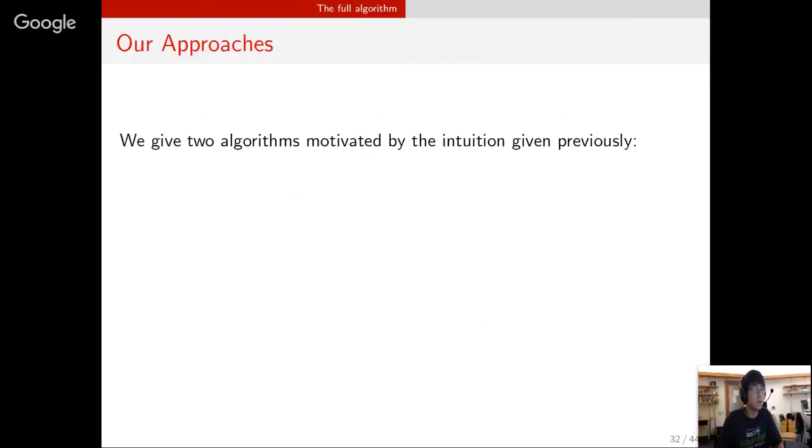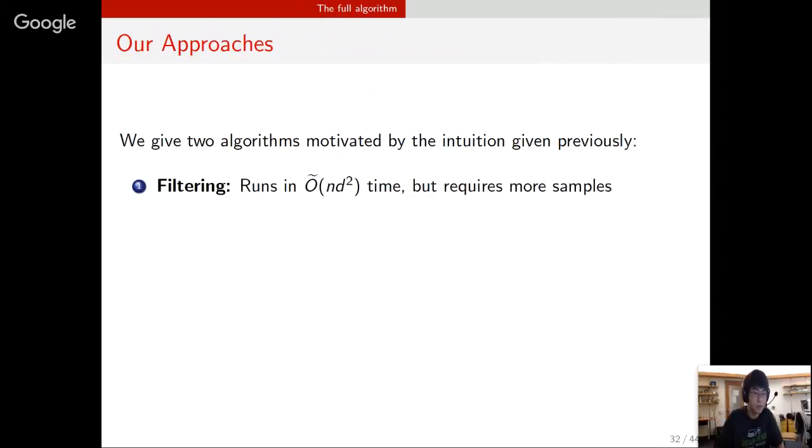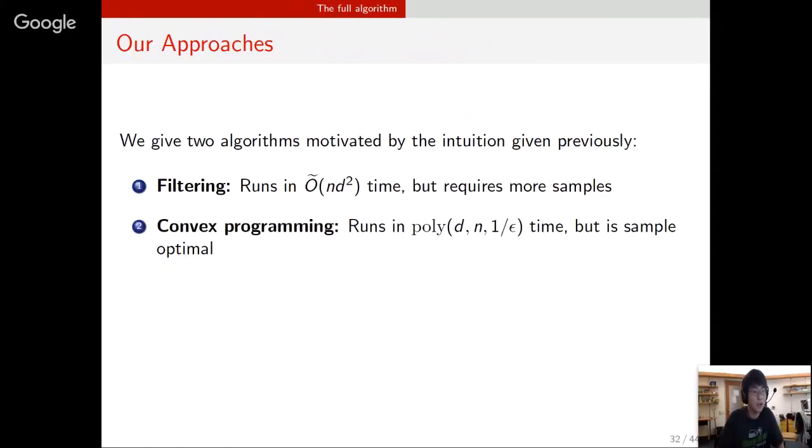So we give 2 algorithms motivated by this intuition. The first is a filtering, or sort of iterated rejection sampling, kind of approach. This runs in O tilde of n d squared time, so it's actually quite fast. But our current analysis says it's not sample optimal; it requires more than the optimal number of samples. The second algorithm seems to be a bit more careful with samples, but it's slow. It runs in polynomial time, but this is a theorist's polynomial time, so you wouldn't expect it to run in practice. But it's sample optimal up to log factors.